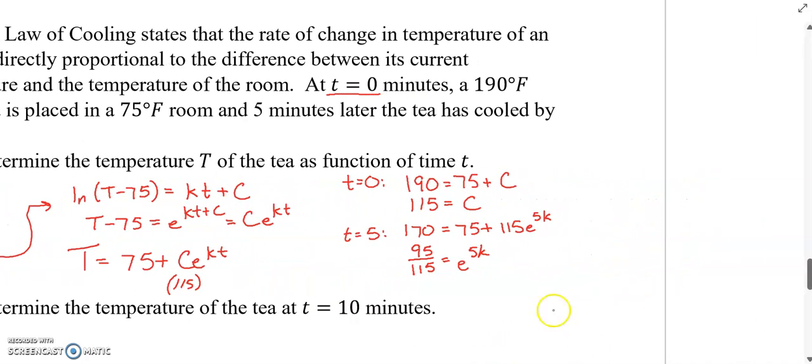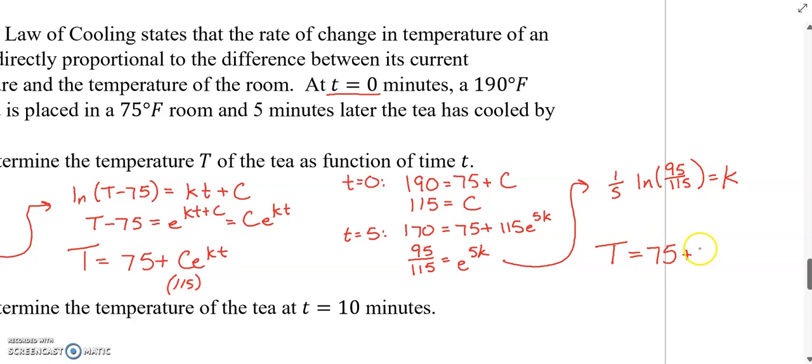Take the natural log of both sides, divide both sides by 5, and we get our K value. So our big T value, our temperature as a function of time, is going to equal 75 plus our C value of 115 times e raised to the KT.